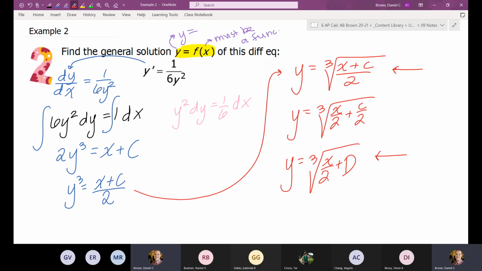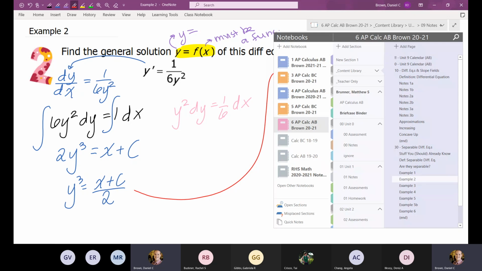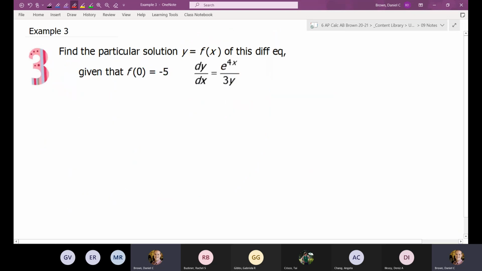Questions on that? 3 o'clock. Let's do one more, and then I promise I'll stop after this one. Let's do a particular solution, and we want to kind of wrap up on. For a particular solution, let's compare that to a general solution. A particular solution means that we are going to have to solve for C.